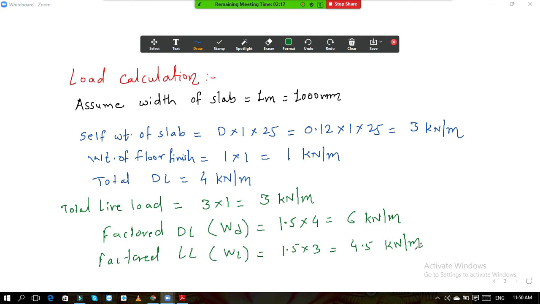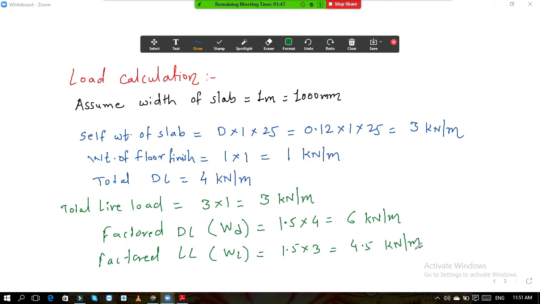Now we know the value of dead load and live load. Just remember this thing, in the one-way continuous slab, we don't take the total load, we don't add live load and dead load. We have taken them separately: the total dead load, the ultimate dead load, the total live load and the ultimate live load.